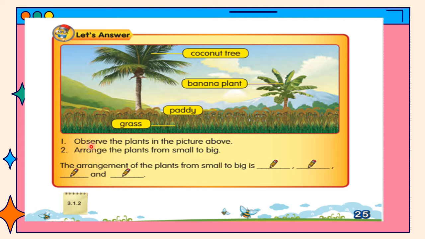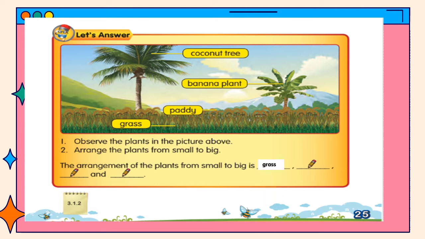Number 1, observe the plants in the picture above. Number 2, arrange the plants from small to big. So the arrangement of the plants from small to big is, apakah susunan tumbuhan daripada kecil ke besar. Jadi kita tengok apa jawapannya. Let's take a look at the answer.